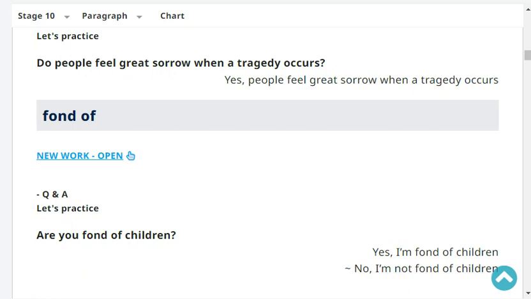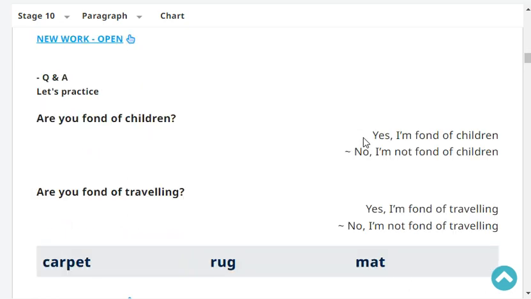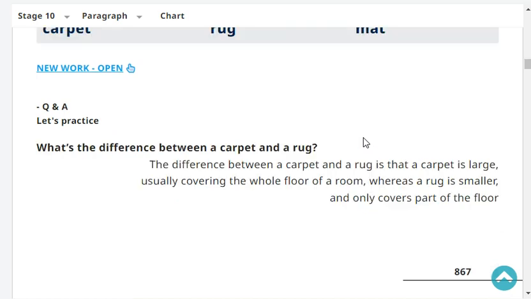Are you fond of children? Yes or no? Yes, I'm fond of children. Are you fond of traveling? Yes or no? Yes, I'm fond of traveling. Very good.